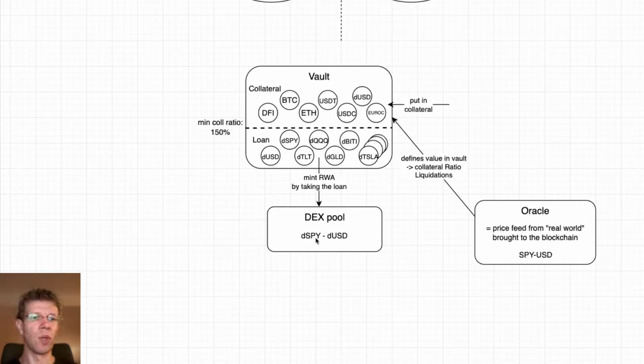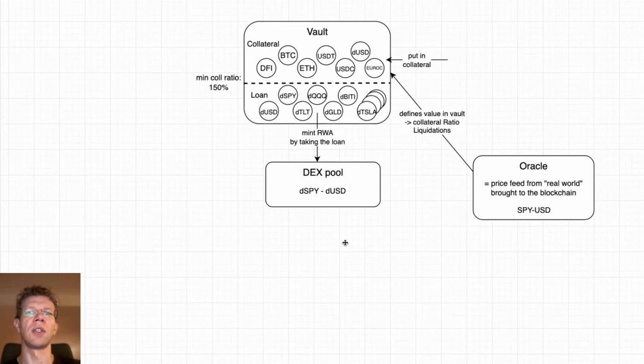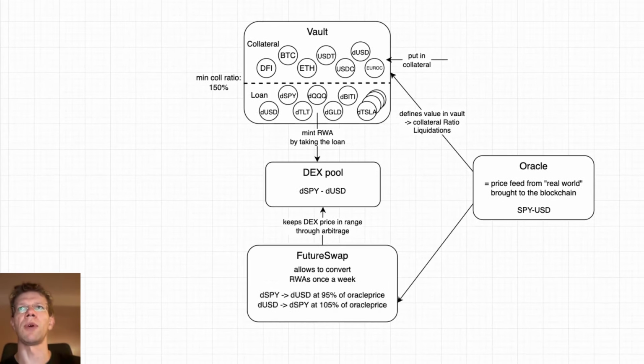In the beginning, when the whole thing was implemented and activated, we had that premium because a lot of people wanted to buy SPY and all the real world assets there. So everything went up to the premium. So we had to find a solution for that. And the solution that the chain or the community came up with are the future swaps.